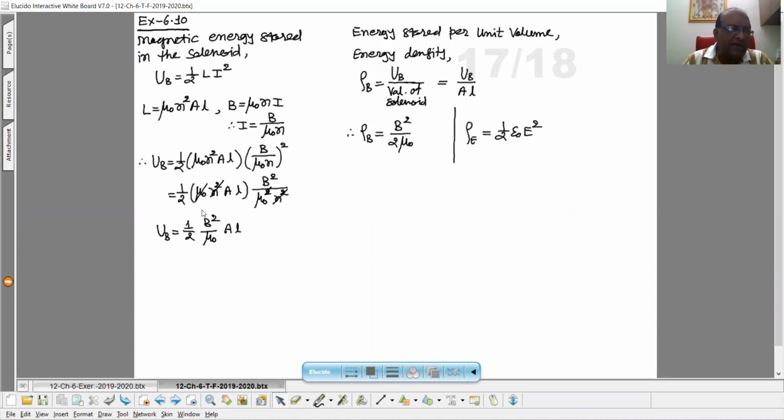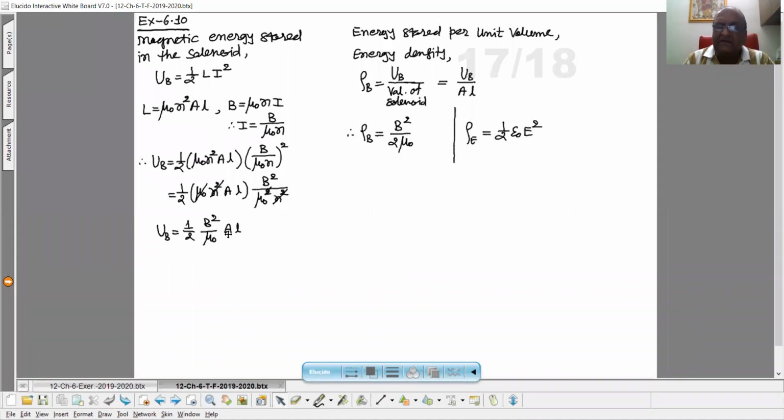Now half mu 0 N square AL as it is. This one can be written as B square upon mu 0 square N square. One mu 0 will be cancelled here, N square will be cancelled. Resultantly, you will get the magnetic energy stored in the solenoid in terms of B, A, L, that is half B square upon mu 0 into AL.